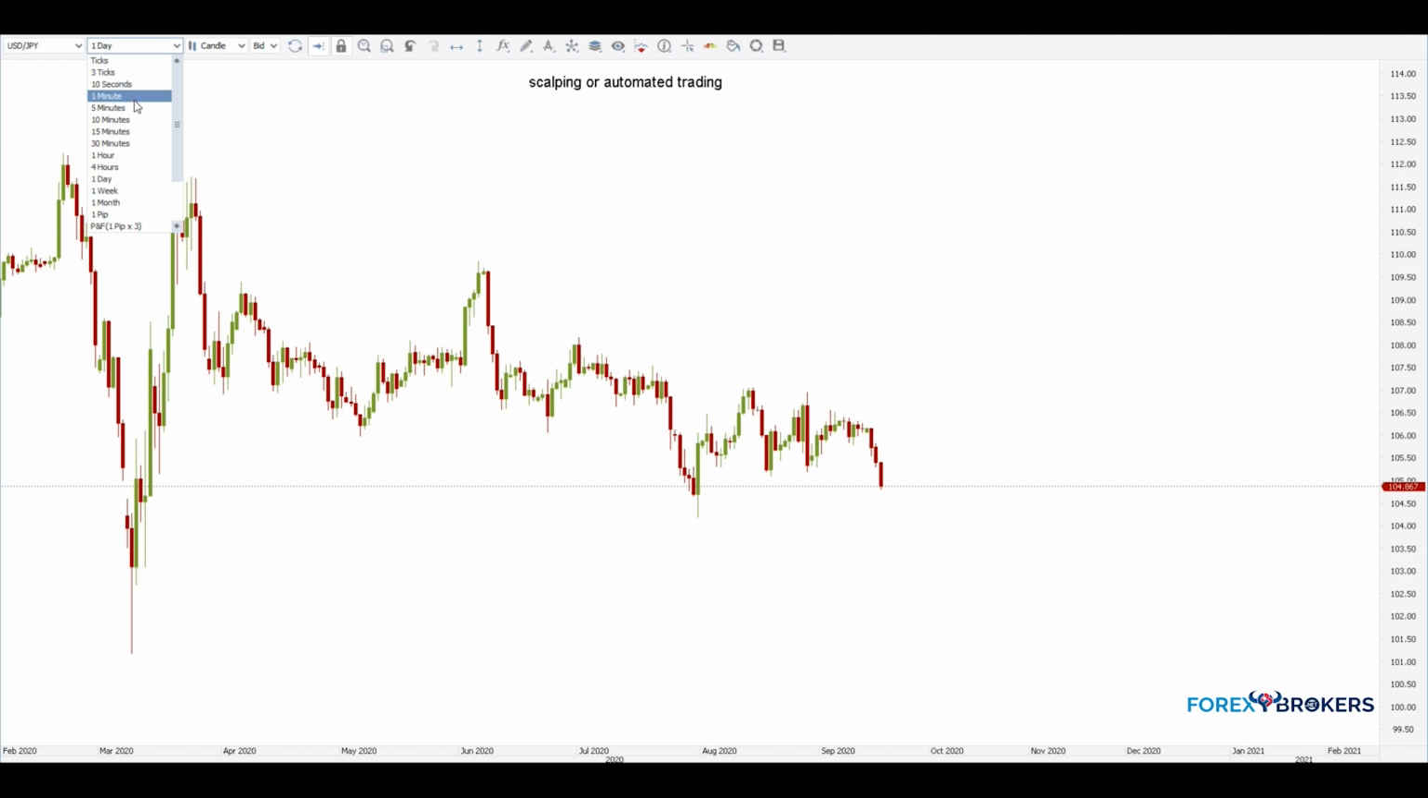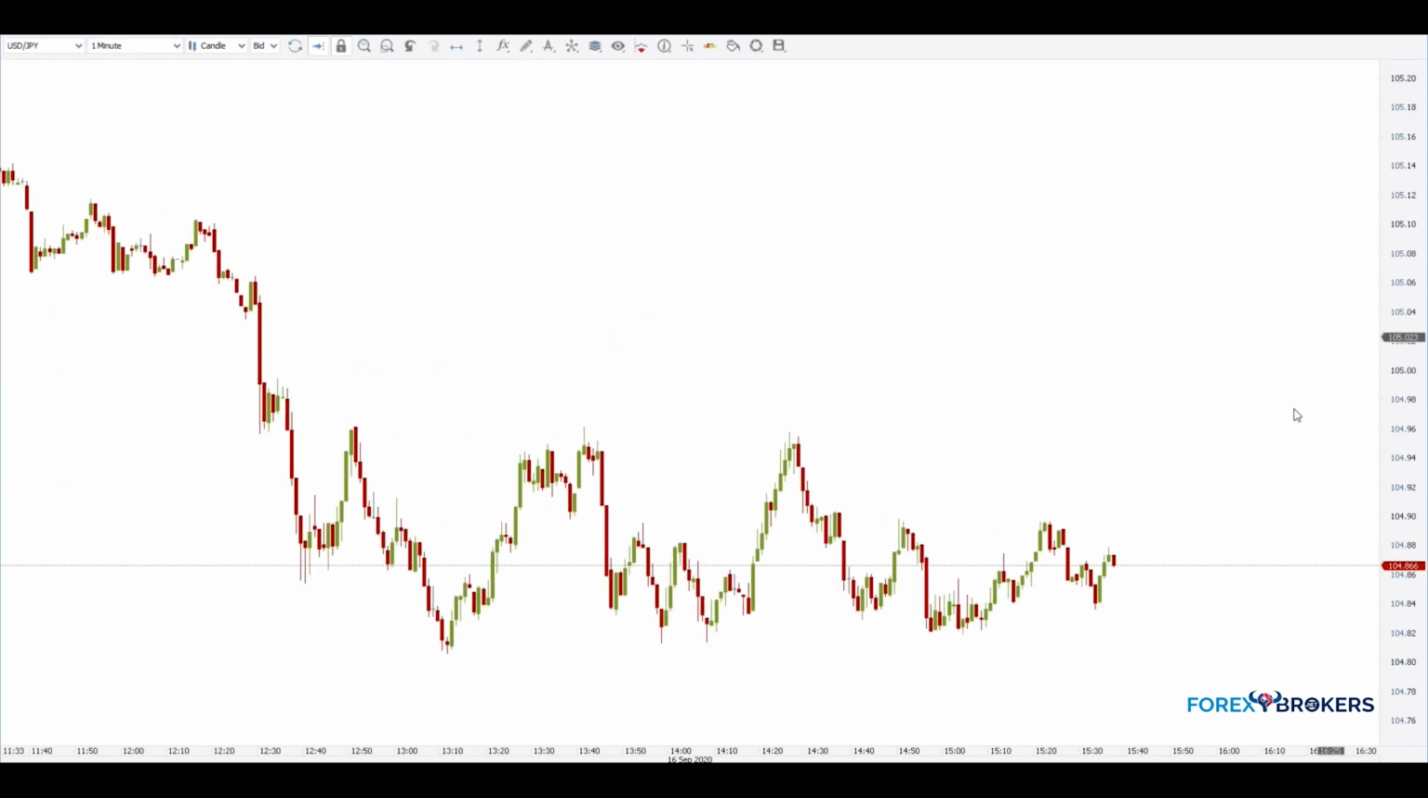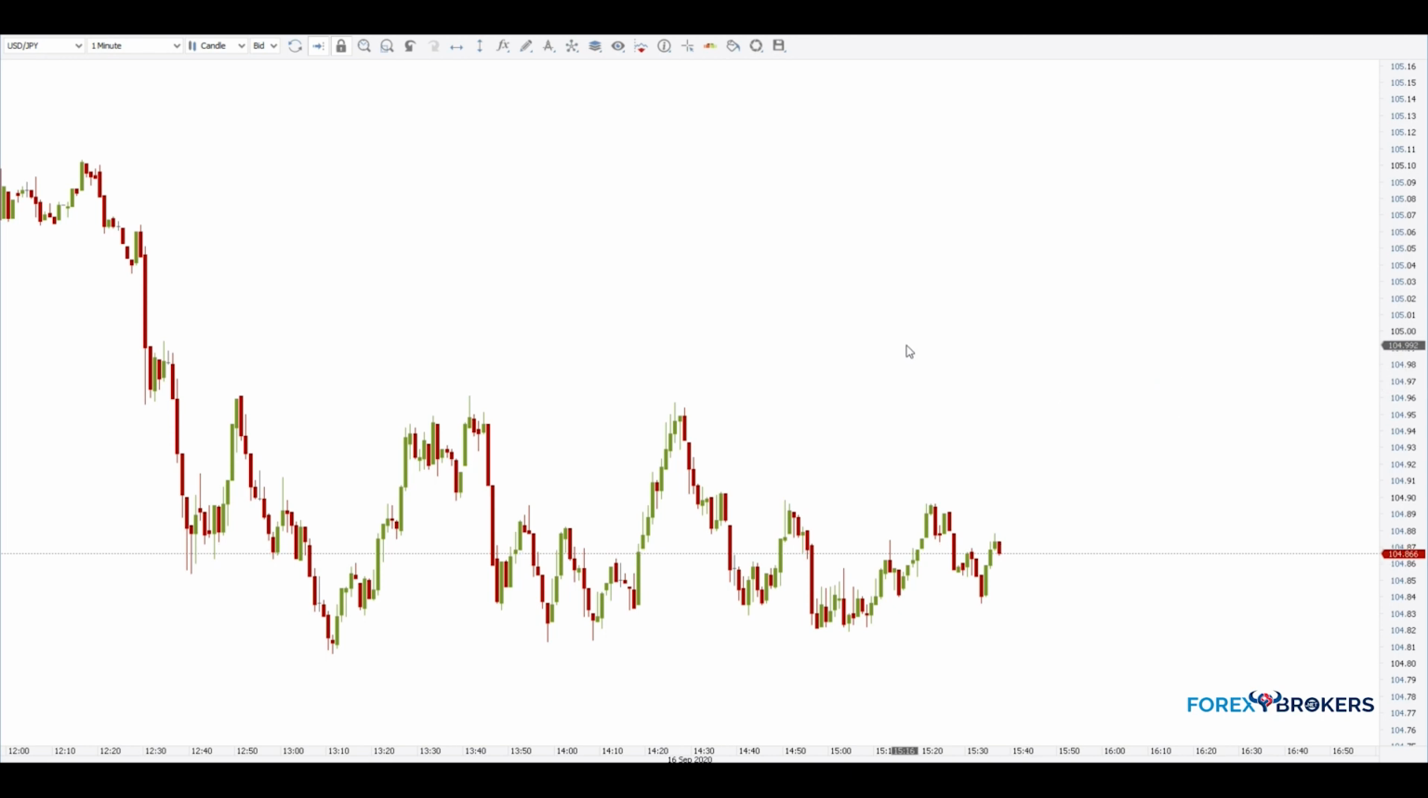For instance, let's go on the 1 minute chart. This is the US dollar and Japanese yen. On the 1 minute chart, each candlestick represents 1 minute, and scalping means that traders go in and out of the market manually, mostly for very short term distances. So you are not looking for hundreds of pips of profits, but you're looking for small profits.